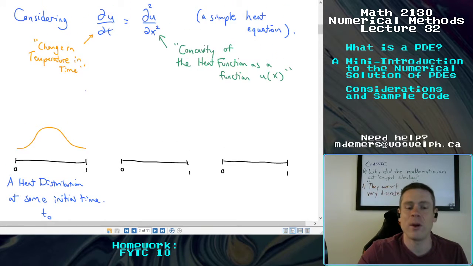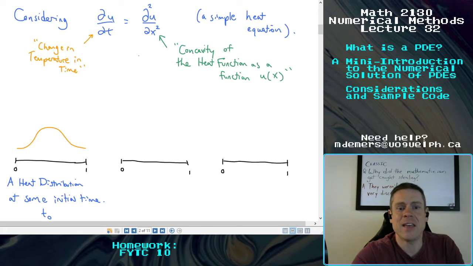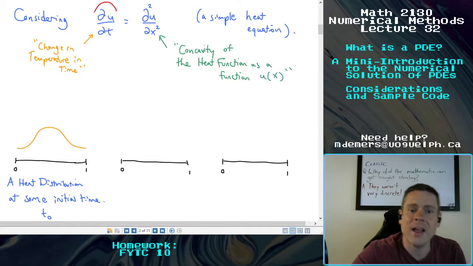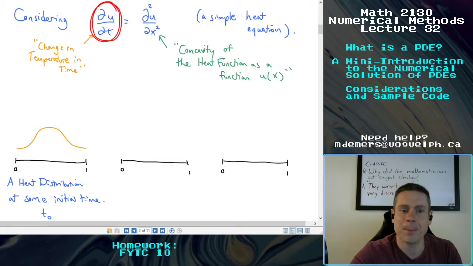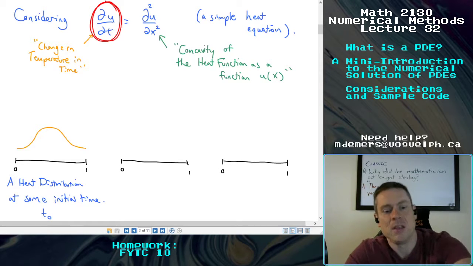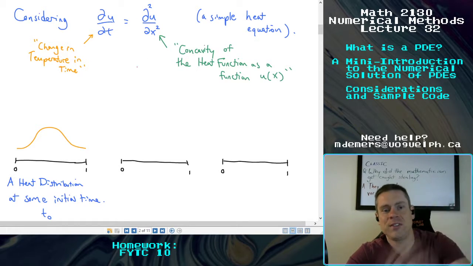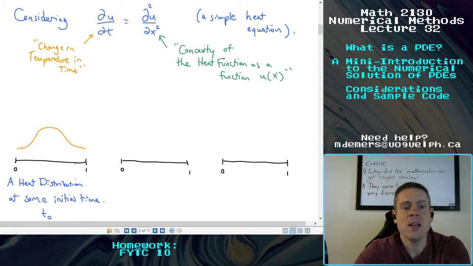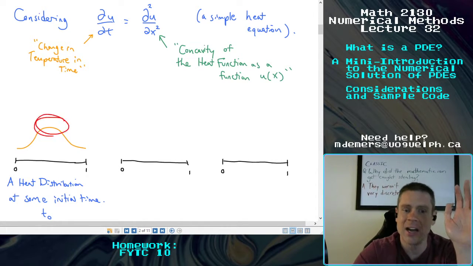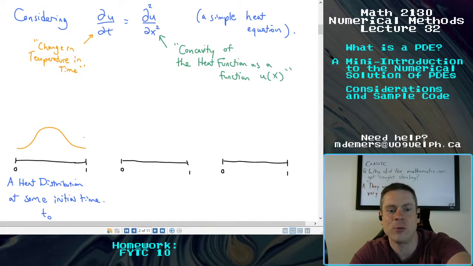What I want to do is point out what's happening here. What this equation says is that the rate of change in the temperature with time is equal to the concavity of the function at whatever point x we're talking about. So take a look at this initial distribution. Suppose we have it kind of hot in the middle, and then it kind of tapers down, so it's kind of cool on the outsides.